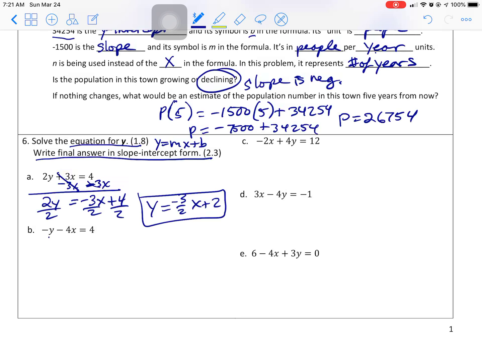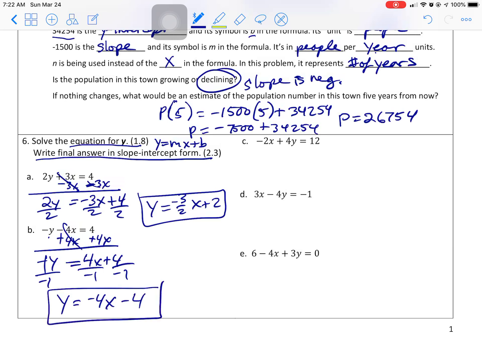Let's see, this one here. Here is my y. I want to get it alone, so I'm going to add 4x to both sides. Negative y equals 4x plus 4. Move that 4 over. This is not done yet. You've got to divide by each term. So a negative 1 divided by a negative 1 is a positive 1. A positive 4x divided by a negative 1 is a negative 4x. A positive 4 divided by a negative 1 is a negative 4. That is harder to say than do.